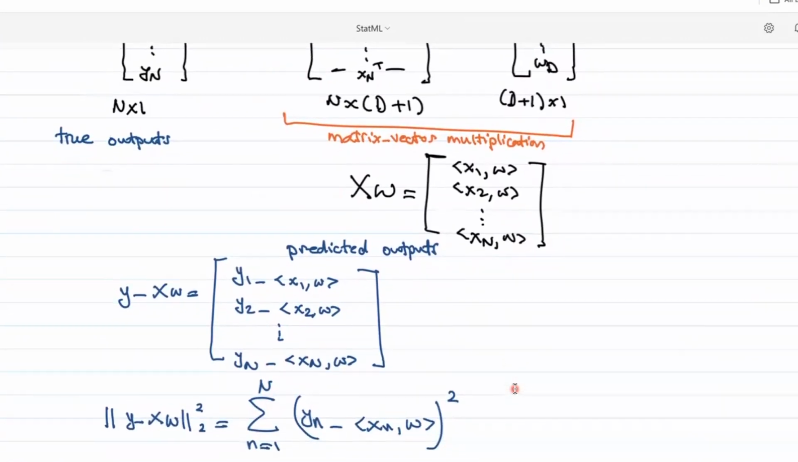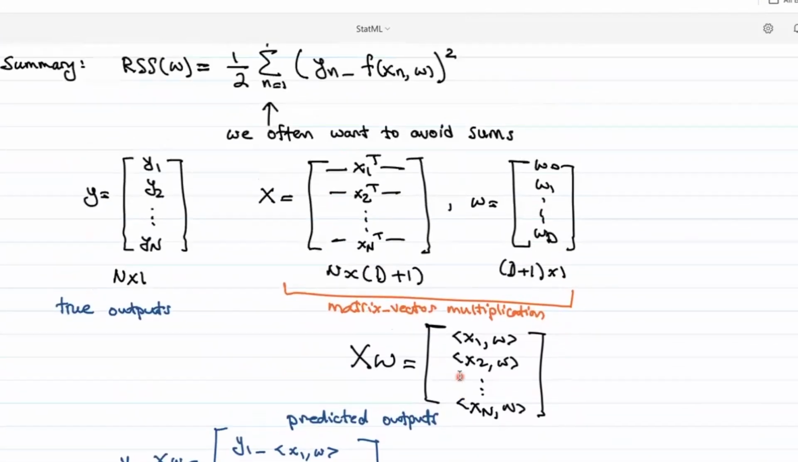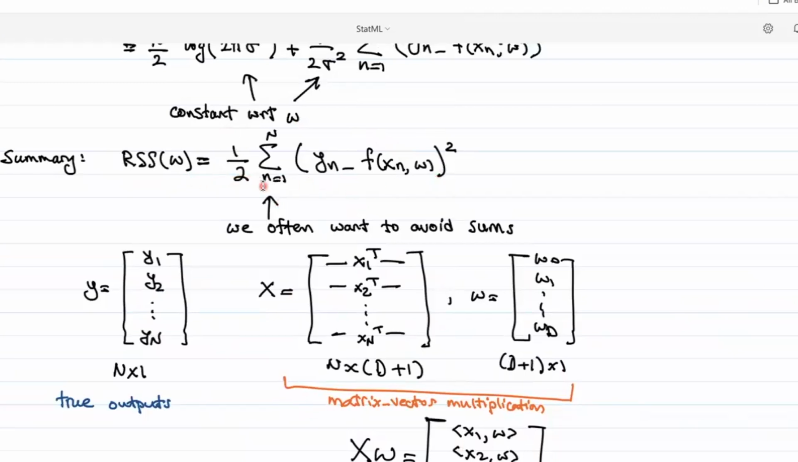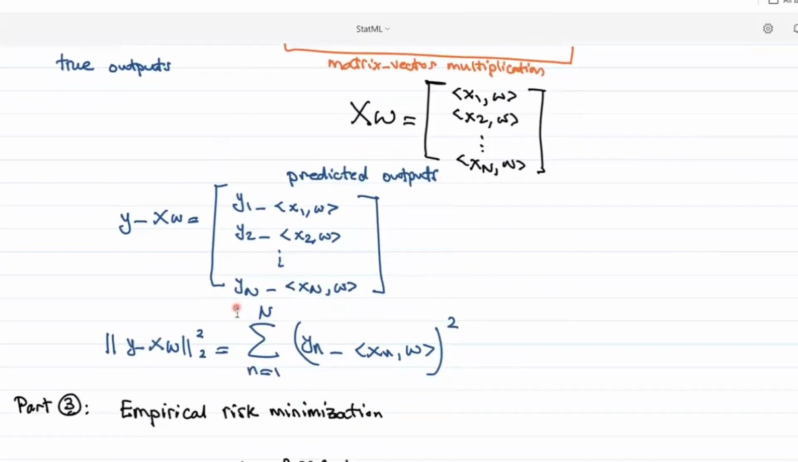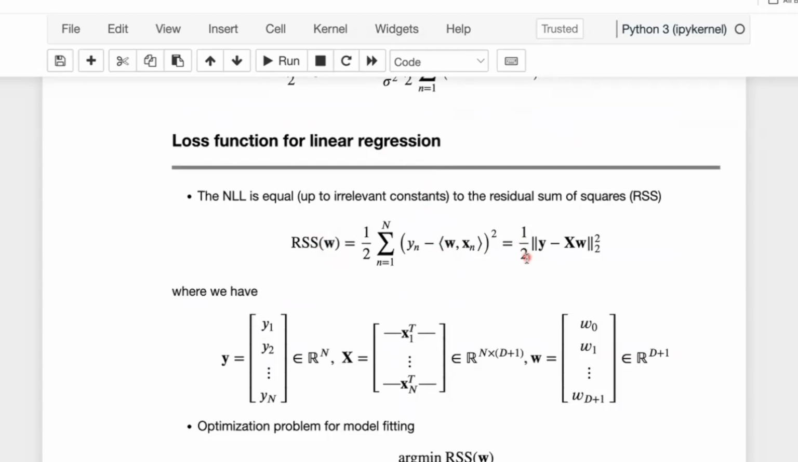And the nice thing is that if you're looking for the differences between true and predicted outcomes, we can simply subtract these two vectors. We do this element-wise, meaning that the first element is y1 minus the dot product between x1 and w, and so on. We are familiar with something known as the Euclidean norm or vector norm here, which is simply the sum of the square of the elements. That's exactly what we have with this RSS or residual sum of squares, except for this 1 over 2. So this 1 over 2 is something you can add here to show that the residual sum of squares is 1 over 2 times the squared Euclidean norm of y minus Xw.